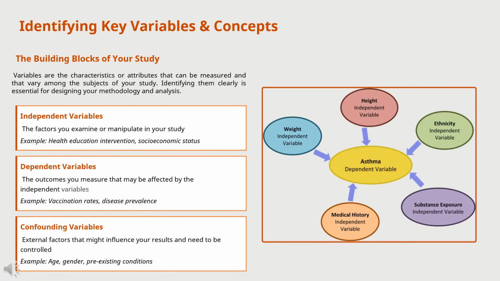So after establishing your SMART objectives, the next important step is to identify key variables, which are usually the building blocks of your study. These variables are the characteristics or attributes that can be measured, and they vary among the subjects of your study. Identifying them clearly is essential for designing your methodology and analysis.